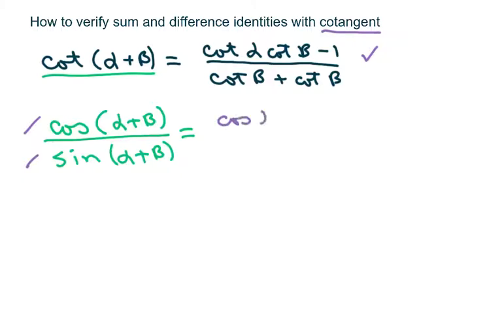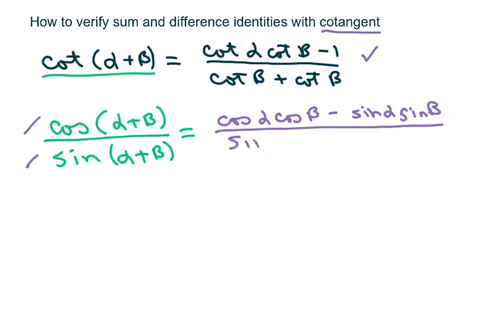This is cosine of alpha, cosine of beta, minus sine of alpha times sine of beta. And then we're going to do the sine part in the denominator. Sine of alpha, cosine of beta, plus cosine of alpha, sine of beta. Now, since I have a 1 here, it's going to be a hint of what to divide everything by. And we're going to do it like we did in the previous video.